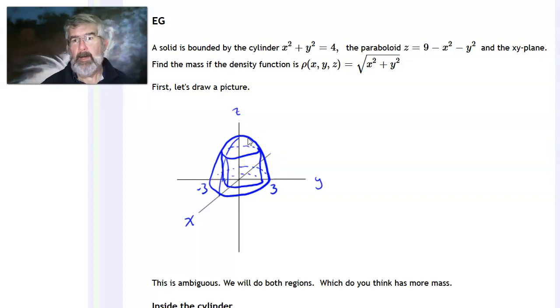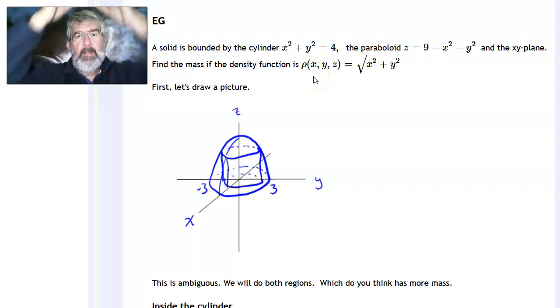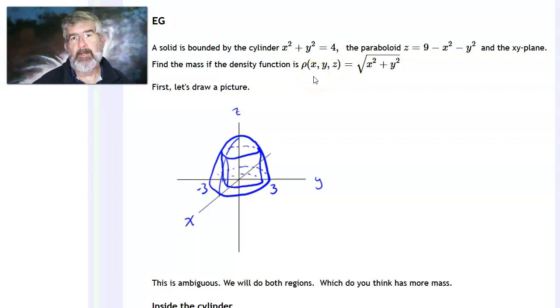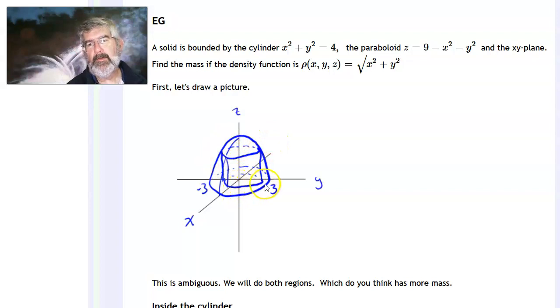Okay. Now, the cylinder, x squared plus y squared equals 4. Well, if there was no z, you'd be talking about a circle in the xy plane, but since we're in 3-space, this circle is then translated upwards, parallel to the z-axis, and I have it drawn there. And of course, it will intersect that paraboloid here because this is a circle of radius 2 and this is a circle of radius 3, and they will intersect up here somewhere.